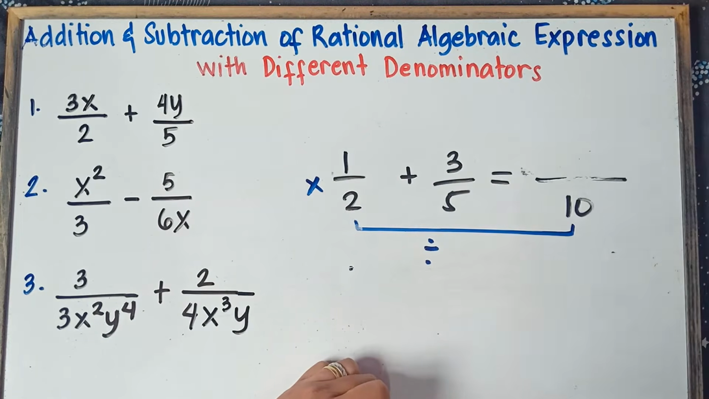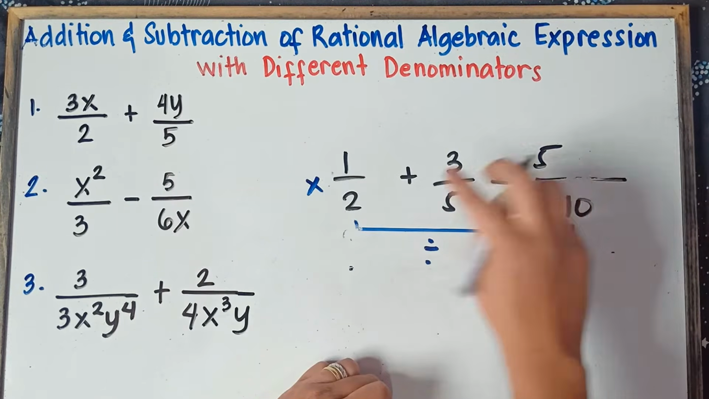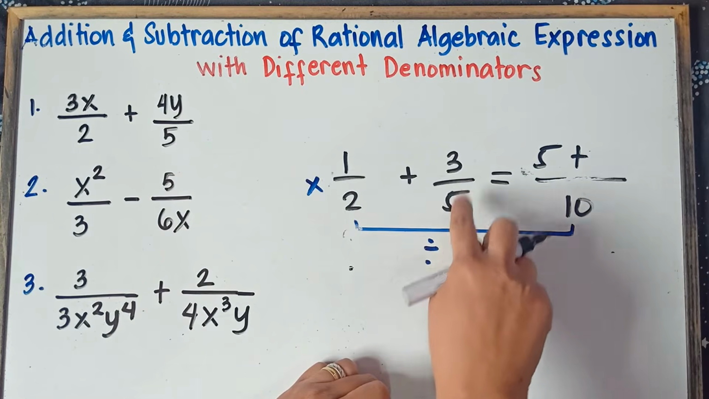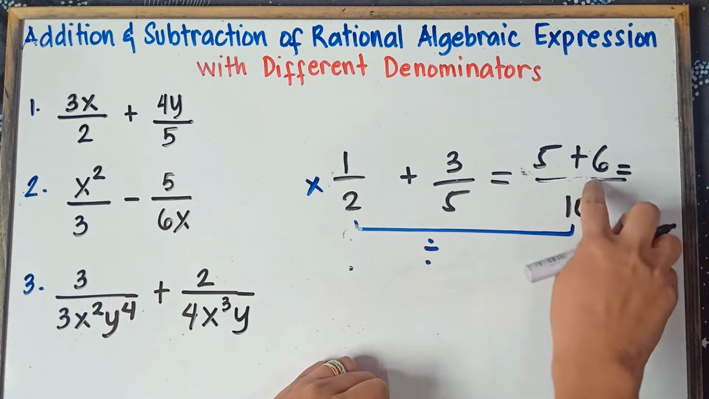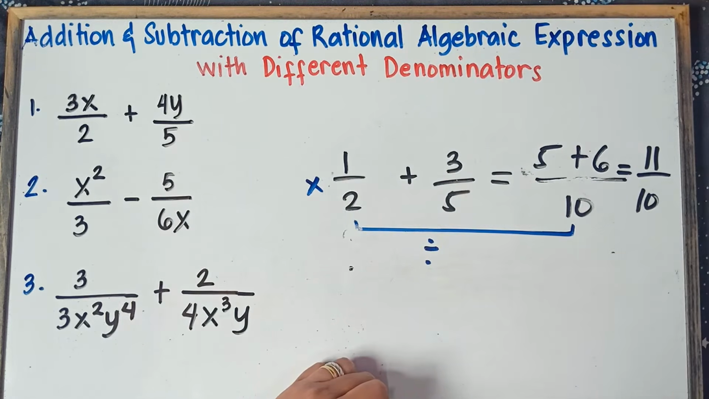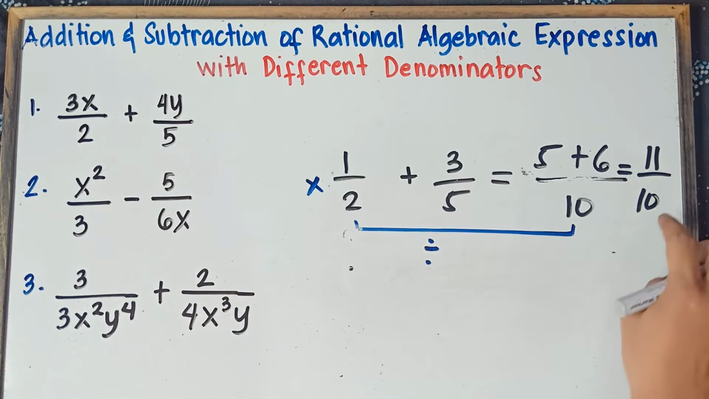Okay, once again class, 10 divided by 2, that's 5 times 1, that would be 5. Copy plus sign, and then 10 divided by 5, that would be 2, times 3, that would be 6. And then simply add, 5 plus 6, that would be 11. Simply copy the denominator, 10. That's it, class. So therefore, 1/2 plus 3 over 5, the answer is 11 over 10.